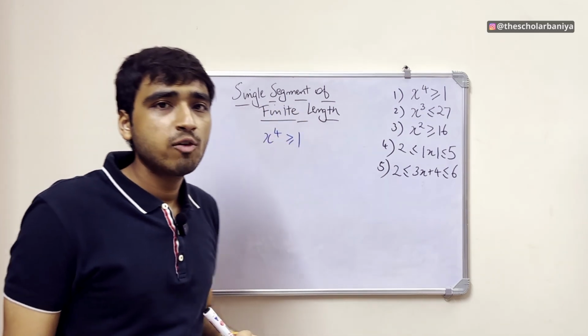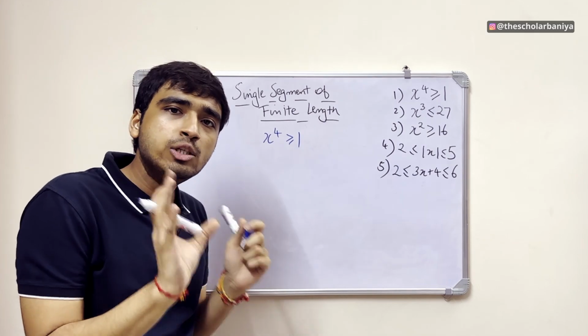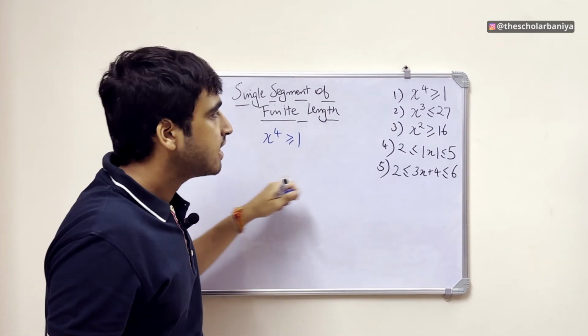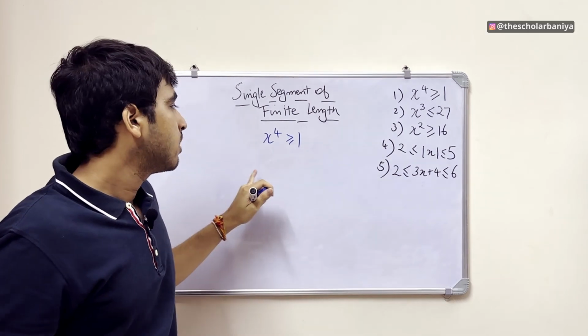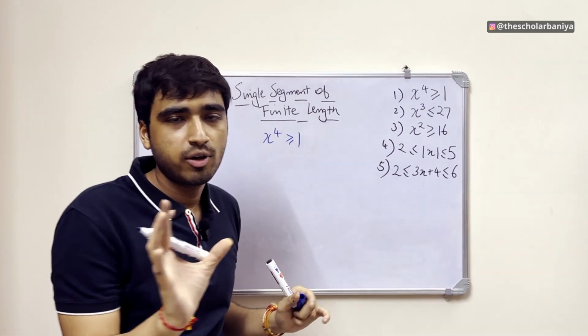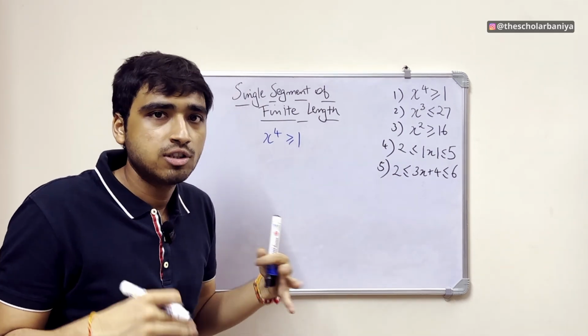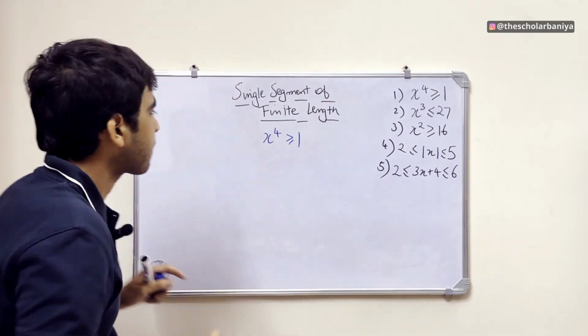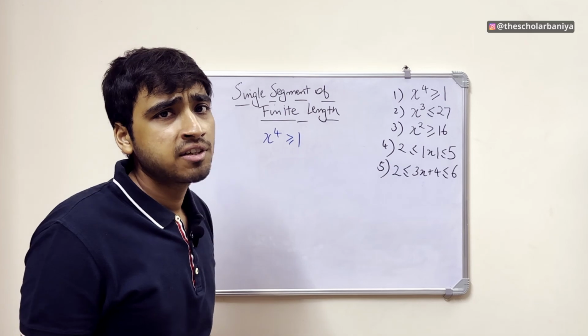What does single segment of finite length mean? It means the solution set, meaning the values of x which satisfy these inequalities, should be of finite length. For example, there can be 3 solutions or 2 solutions or 4 solutions, some finite number of values, okay? So now, x to the power 4 is greater than or equal to 1.